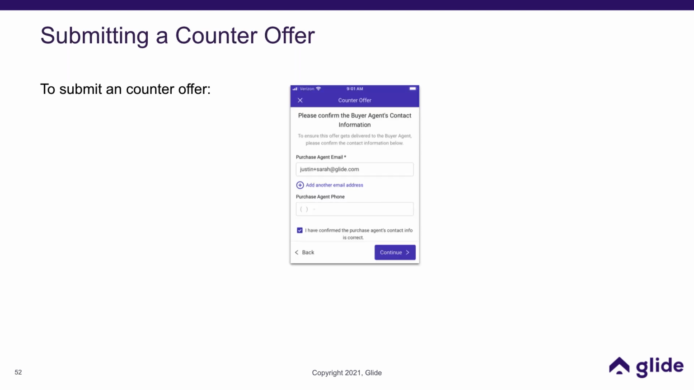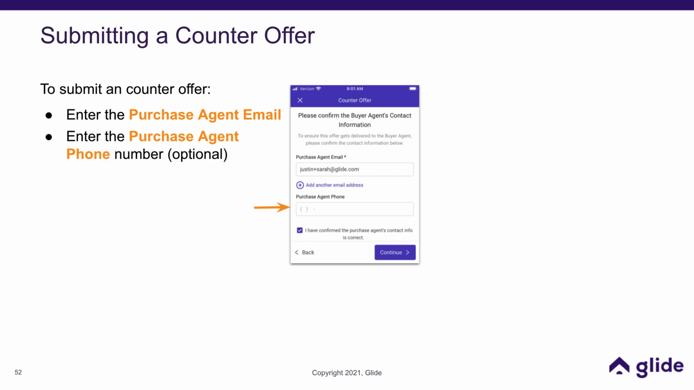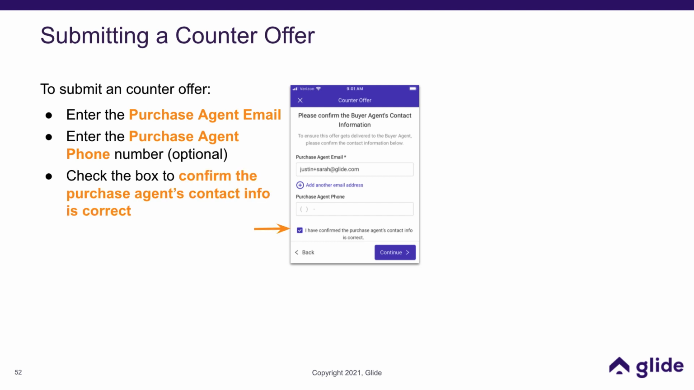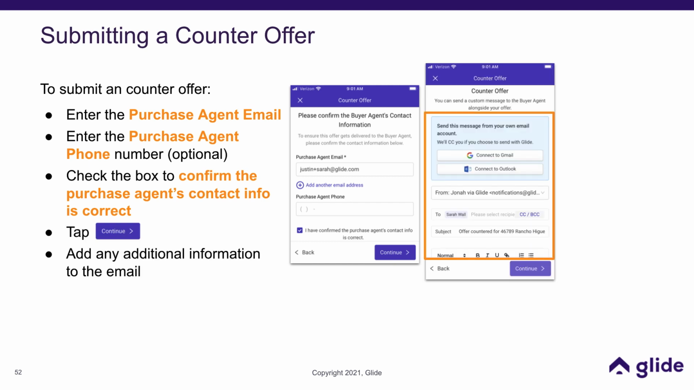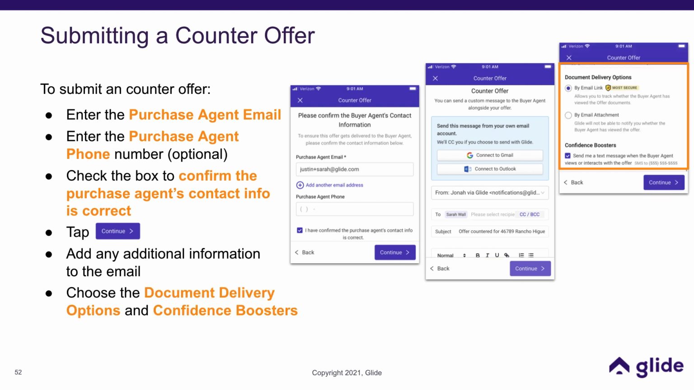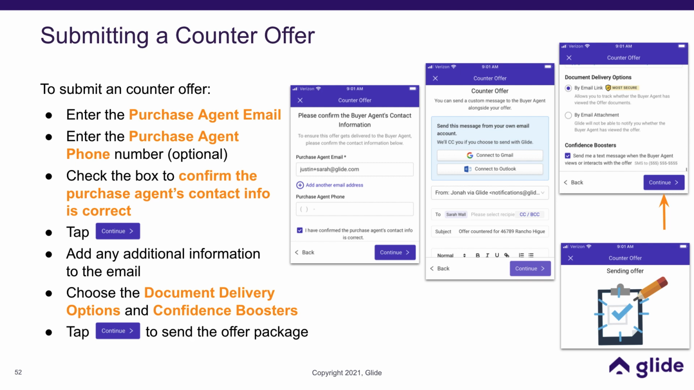To submit a completed counteroffer, first enter the purchase agent's email. Optionally, you can enter their phone number as well. Check the box to confirm the purchase agent's contact information is correct, then tap Continue. You have the option to add any additional information to that email, then choose a document delivery option and confidence booster at the bottom of that email page. Lastly, tap Continue to send the counteroffer package to the purchase agent.